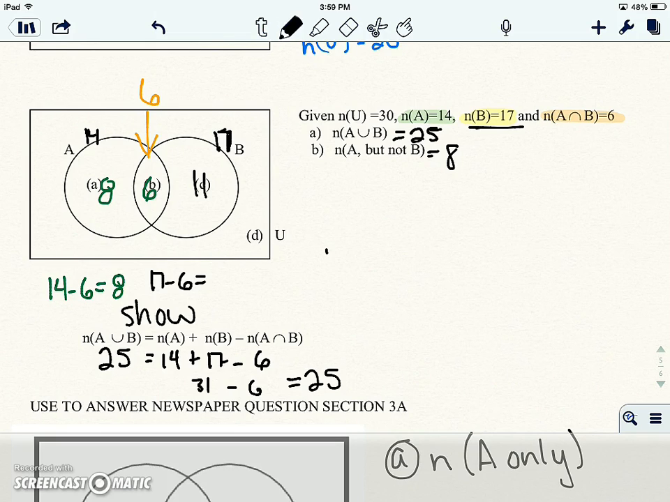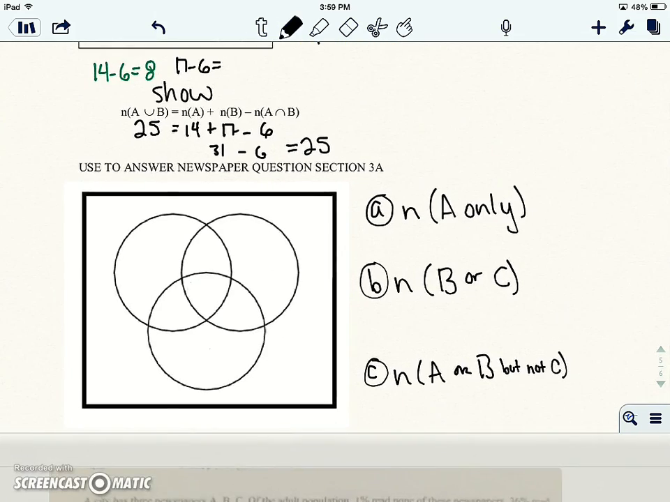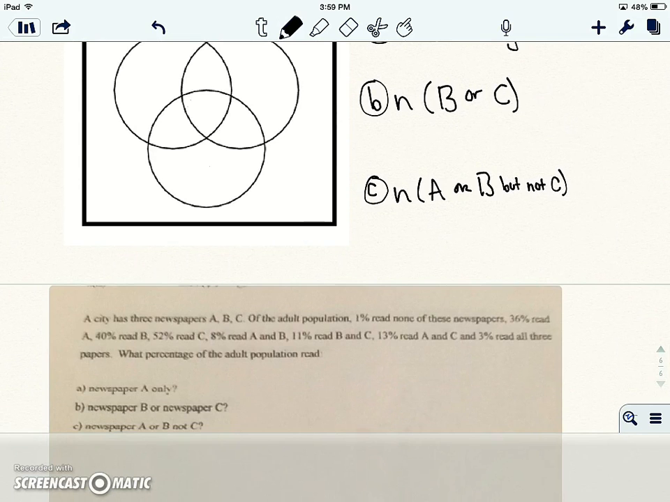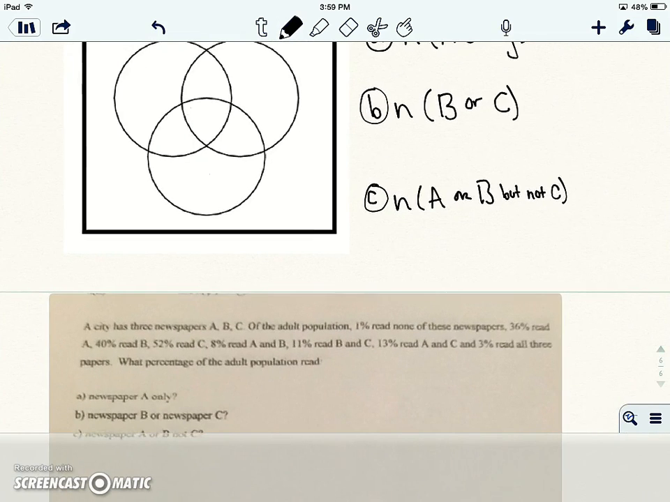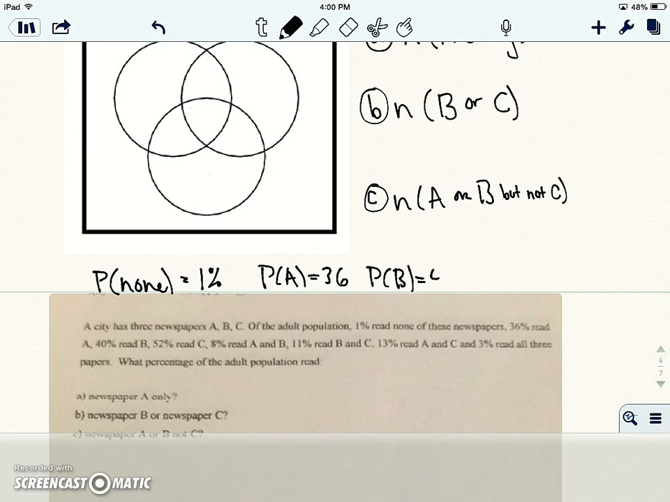And now let's go back and answer the question from the first page. This is what they have you use this for. Okay, it says, a city has 3 newspapers, A, B, and C. This is on your first page of the notes. Of which the adult population, 1% reads none of these newspapers. Okay, so that would be, and this is how I always do this, the probability of none is 1%. Okay, 36% read A. Probability of A is 36. 40% read B. Probability of B is 40. 52 read C. Probability of C is 52.